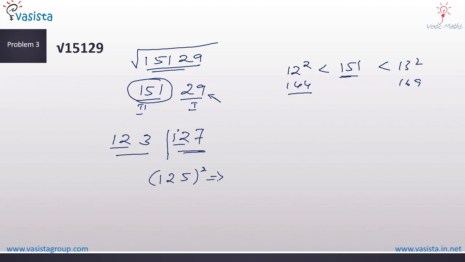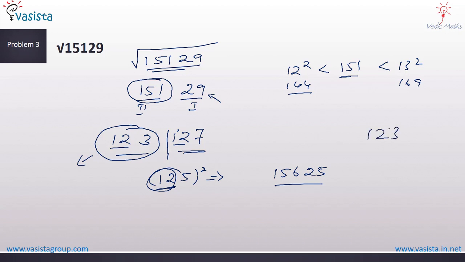How will we find 125 square? It is by using Ekadhikena. I think you learned it in the first level, right? 5 into 5 is 25, and 12 into 13 is 156, so 15625. Which is the lesser one, 15625 or 15129? 15129 is the lesser one. So the answer here is 123. So 123 is the square root of 15129.